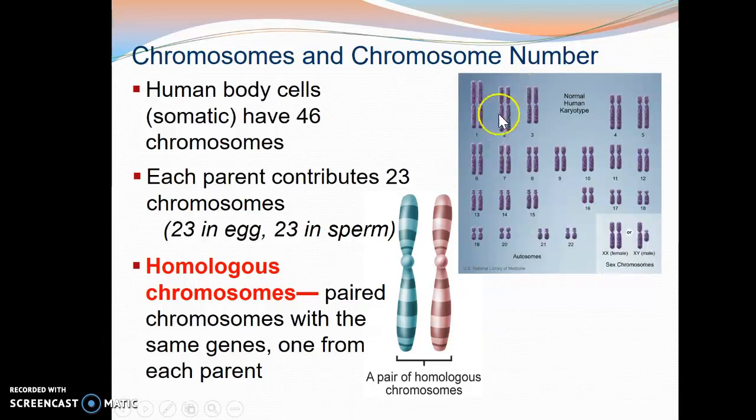And so right here is a karyotype of all 23 chromosome pairs that you would have in your cells, and you see they're paired, so one set comes from the mom and one set comes from the dad.